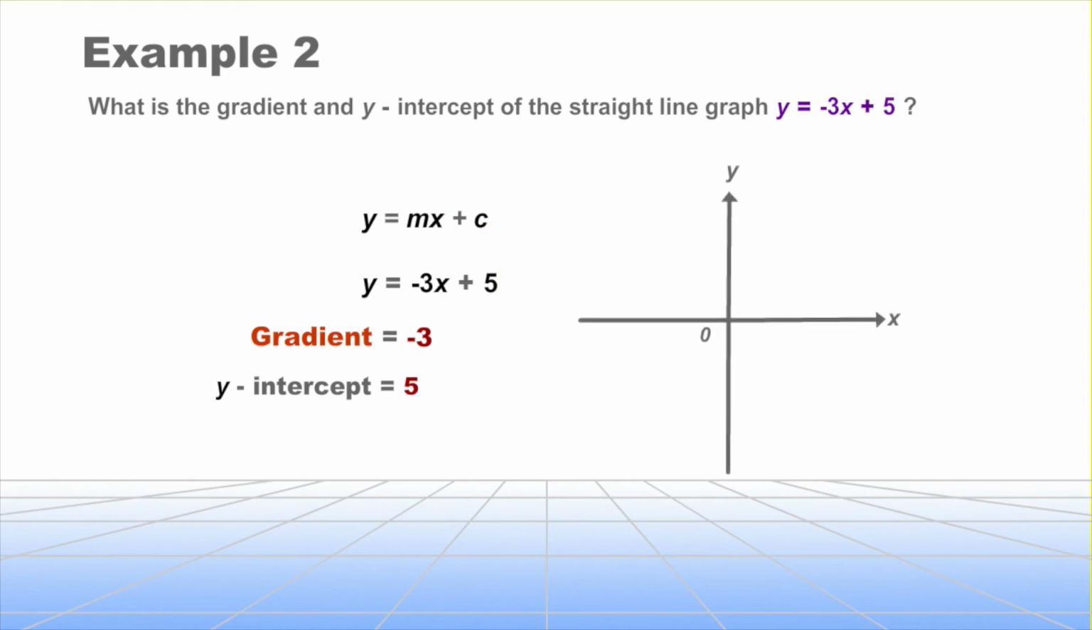Now, let us sketch the graph to see how it actually looks like. We will first label the y-intercept. Since the y-intercept is 5, we label 5 on the y-axis. And since the gradient is negative 3, this tells us that the graph must be decreasing from left to right, and it has to pass through the y-intercept at 5.